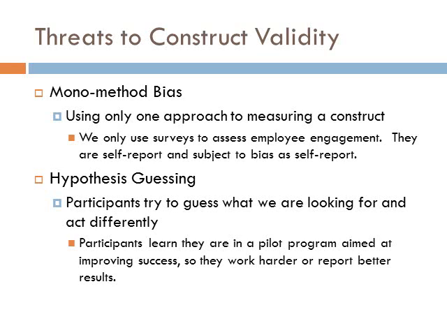The next one is hypothesis guessing. Participants do try to guess sometimes what we're looking for if they know that they're in a study, and they act differently. So I have an example down there of folks who are in a pilot program getting to success. They work harder, report better results. They give us more information back because they've guessed what we're trying to do, and they try and help us out. They don't always try and help us out, but a lot of times they will try and comply, because there's what's called a demand characteristic. I'm in this program. This program is here to help me. I should get something out of it. So there's a social dimension, a social push to give back what the researcher is looking for.